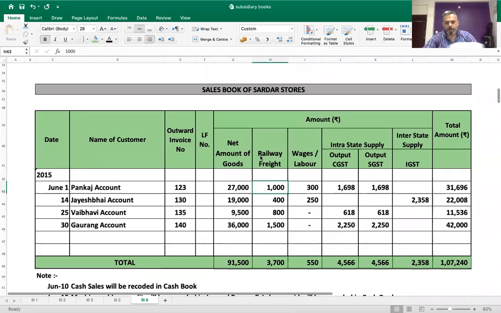Now in homework, you will be doing these two sums, and in exercise, you will be doing question number 6 and question number 9. Question 6 and question number 9, along with these two illustrations.